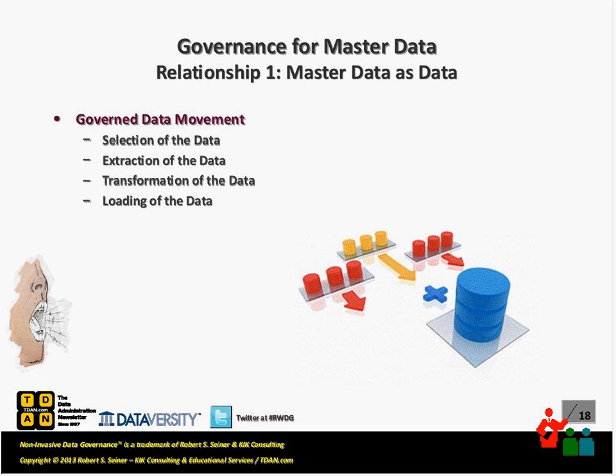About governing data movement. Okay, so we talk about the selection of the data. What data is the best data for us to use to populate our master data resource? And how are we extracting that data? What were the transformation rules that were associated with moving that data not only to a master data resource, but also to any end user place where people are going to want to make use of the data?